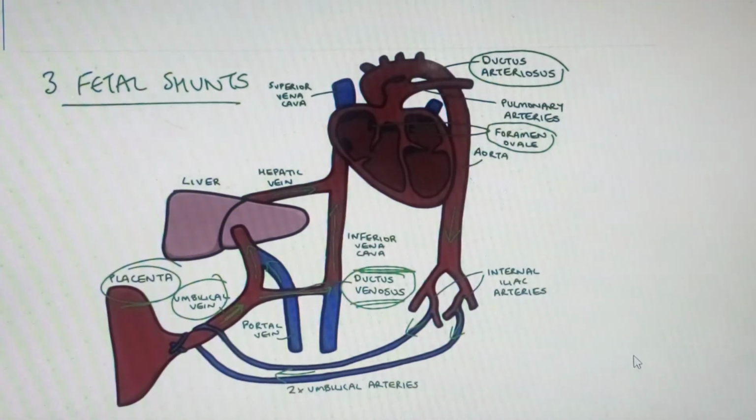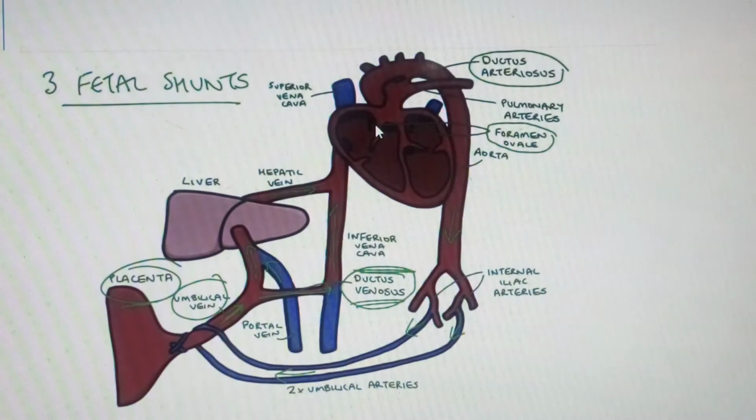So we've seen one of them being the ductus venosus, which is going to shunt oxygenated blood from the umbilical vein to the inferior vena cava, so that we can bypass the liver. And by bypassing the liver, we are bypassing what we call first pass metabolism. Apart from that, we've also seen that there's going to be a foramen in the interatrial septum, and that's what we call the foramen ovale.